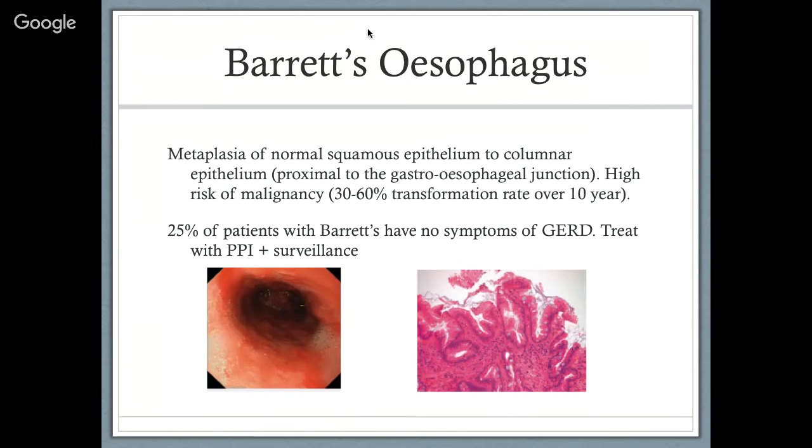It's metaplasia of the normal squamous epithelium to columnar epithelium. So it's a reaction of the esophagus to acid that shouldn't be there. It undergoes metaplasia to compensate for that. And we worry about it because it's got a high risk of malignancy. So 30 to 60% transformation rate over 10 years. Also important to know that 25% of patients with Barrett's won't actually have symptoms of reflux. Treat with PPI and surveillance, regularly doing gastroscopies to make sure there's no malignant transformation.